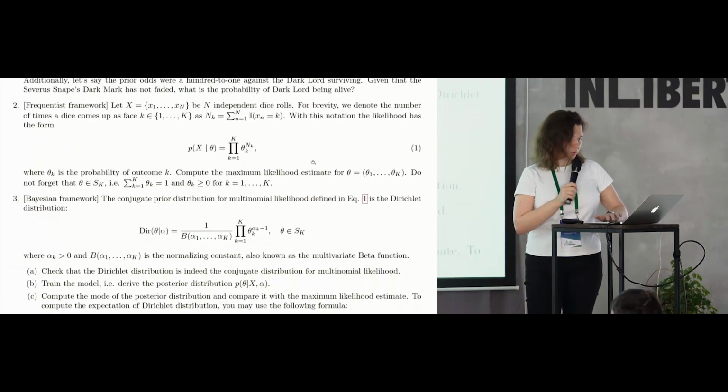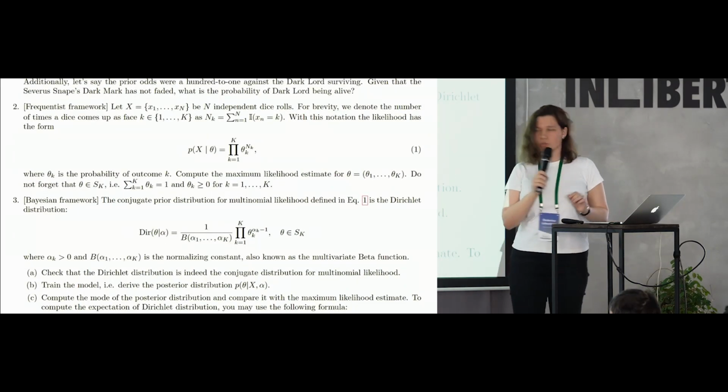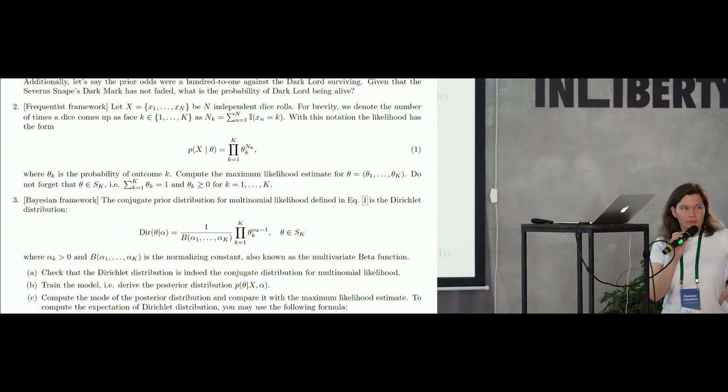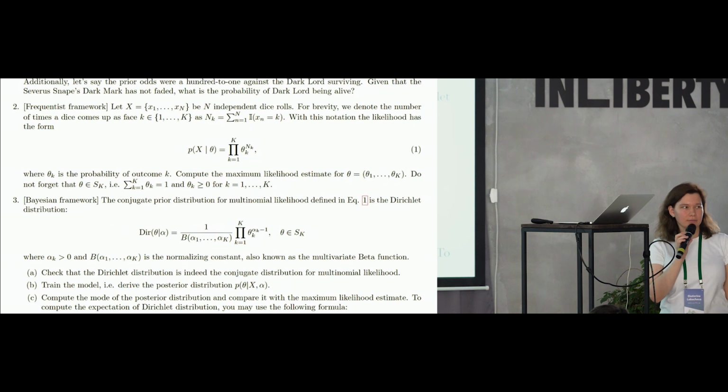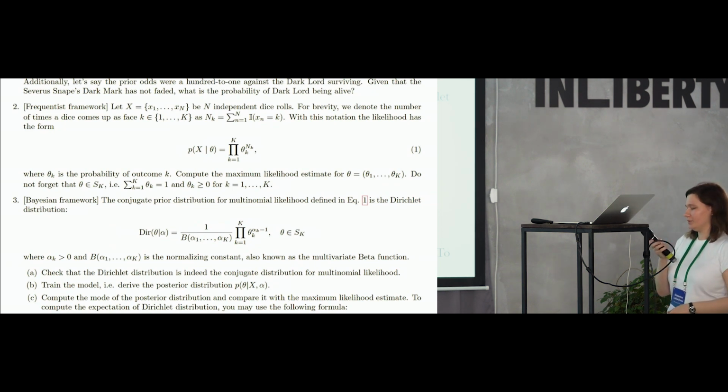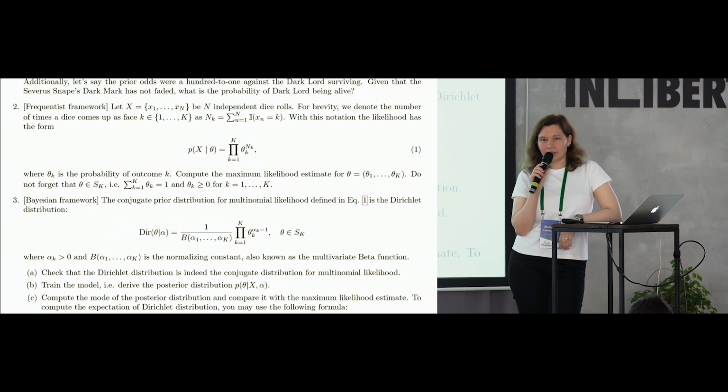So, problem number 2. Small disclaimer: what should we use if we know that our theta is from a simplex? How should we optimize it? Lagrange multipliers. Yep. Okay, let's discuss the solution.